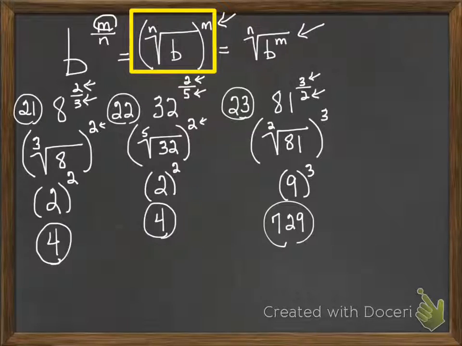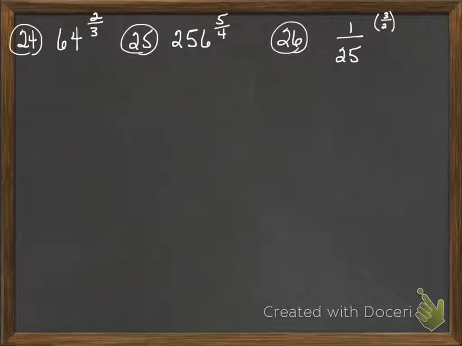The bottom of the exponent represents the index, and the top represents the power. All right, let's look at the last 3 examples. Still doing the same thing. In number 24, the bottom of the fraction is 3, so that represents the cube root of 64. Put that in parentheses because we're going to do the index first. Raise it to the second power.